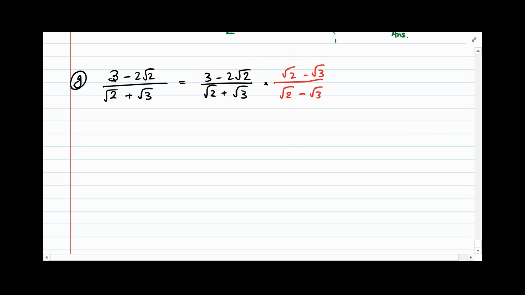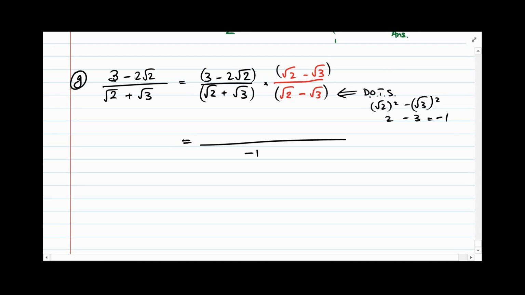Okay. Let's look at our product. So again, never fails, the denominator is the difference of 2 squares. Let's see what that is. Root 2 all squared minus root 3 all squared. We end up with 2 minus 3, which is simply minus 1. Okay. All right, so the denominator is all set.